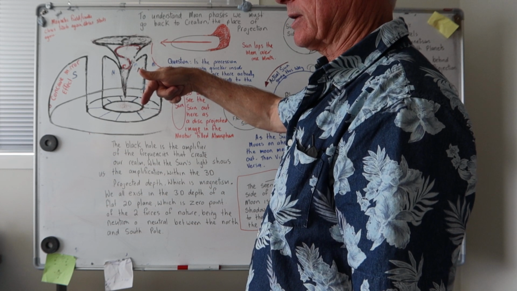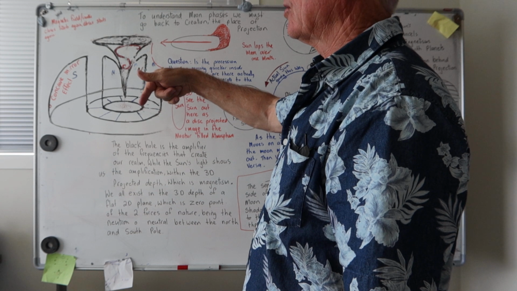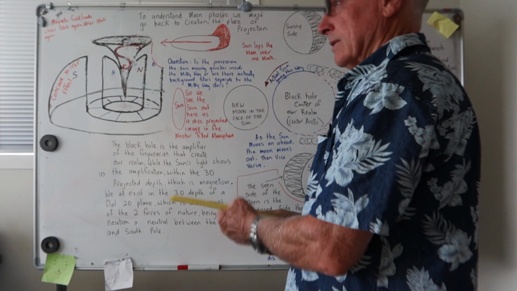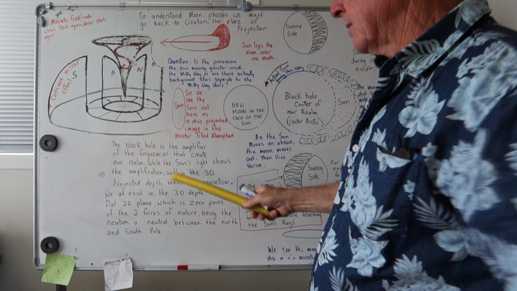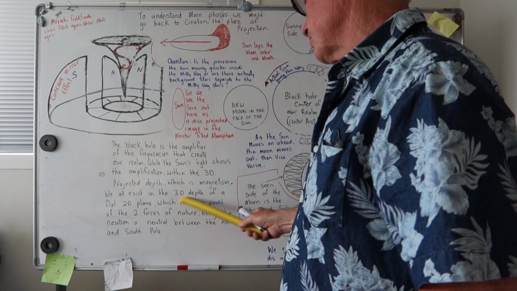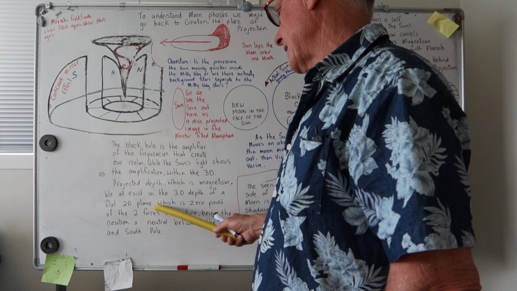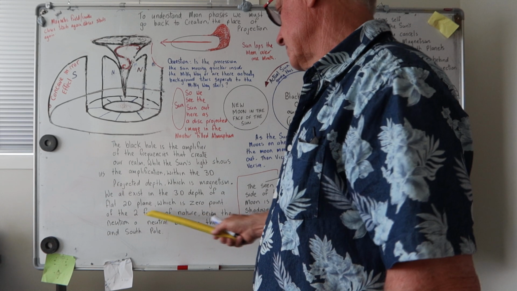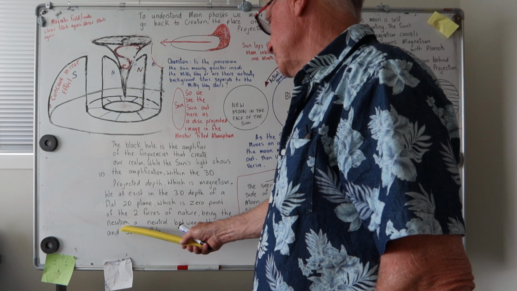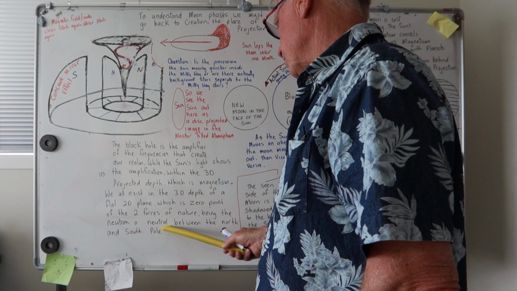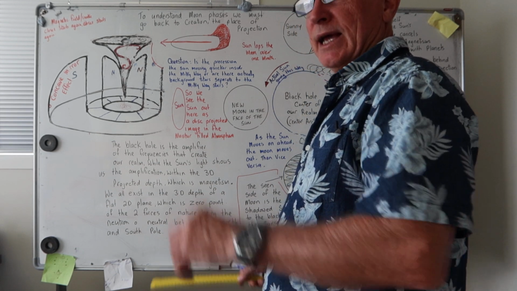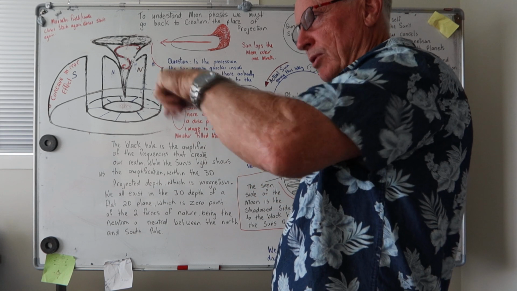It's what they call the dielectric dialect, can't remember the phrase, a lot of flat earthers use it. While the sun is really critic depth, which is magnetism. We all exist in the 3D depth of a flat 2D plane, which is 0 point. Of the two forces of nature being the neutron or neutral between the north and the south pole. Okay, so every magnet has this black hole center where one pole avoids the other.